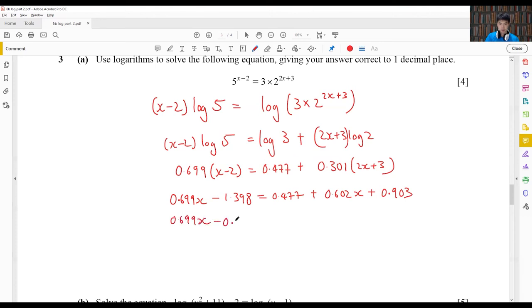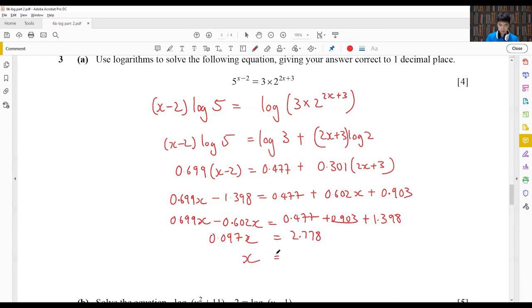0.699x minus 0.602x is equals to 0.477 plus this 0.903. Bring this over to the right hand side, it's going to be plus 1.398. Okay, type everything into your calculator. This would be 0.097x, and this will be 2.778. To find the value of x, use this divided by that.